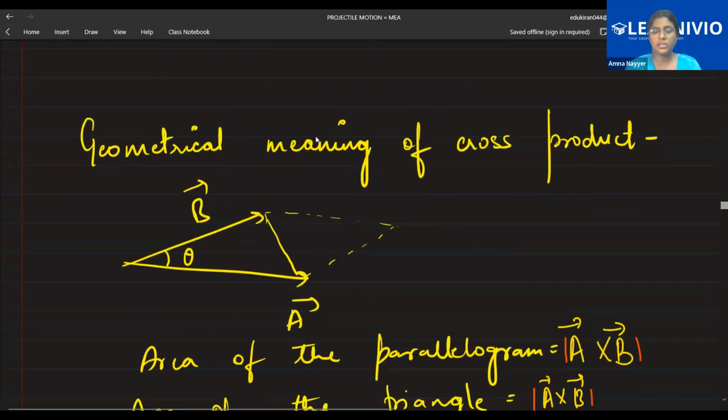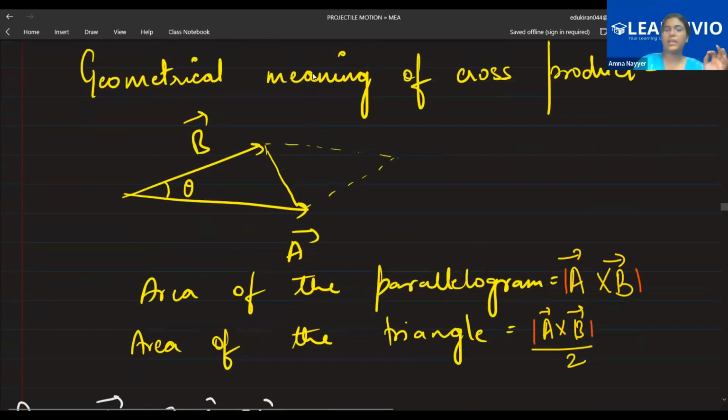See the next portion, geometrical meaning of cross product. Just in case you get a question on the geometrical meaning of cross product, you will be asked to write the area of a parallelogram, or the area of the triangle. Because you know that a parallelogram is like this in shape, and a triangle is half of it. So the area of the parallelogram directly becomes the magnitude of A cross B, whereas the area of the triangle is half the area of the parallelogram.